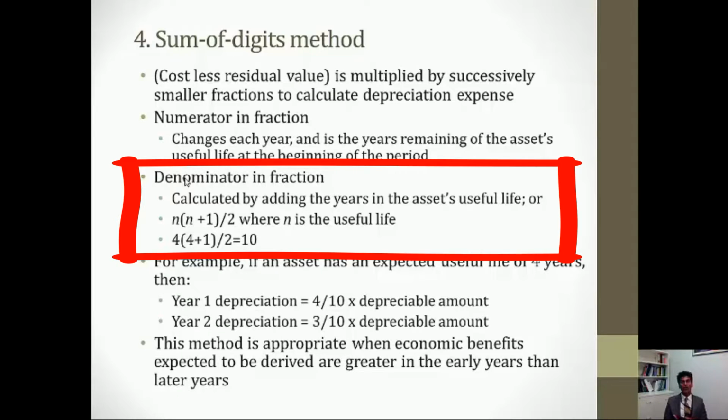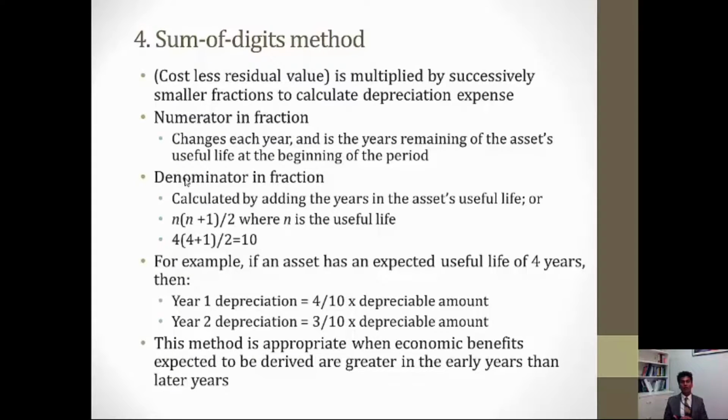1, 2, 3, 4, add them together, and you get a number that equals 10. In the sum of digits method, the first year depreciation uses the last number, that is 4. So 4 divided by our total, which is 10. That is the proportion of depreciation we apply to the depreciable amount, not the acquisition cost.